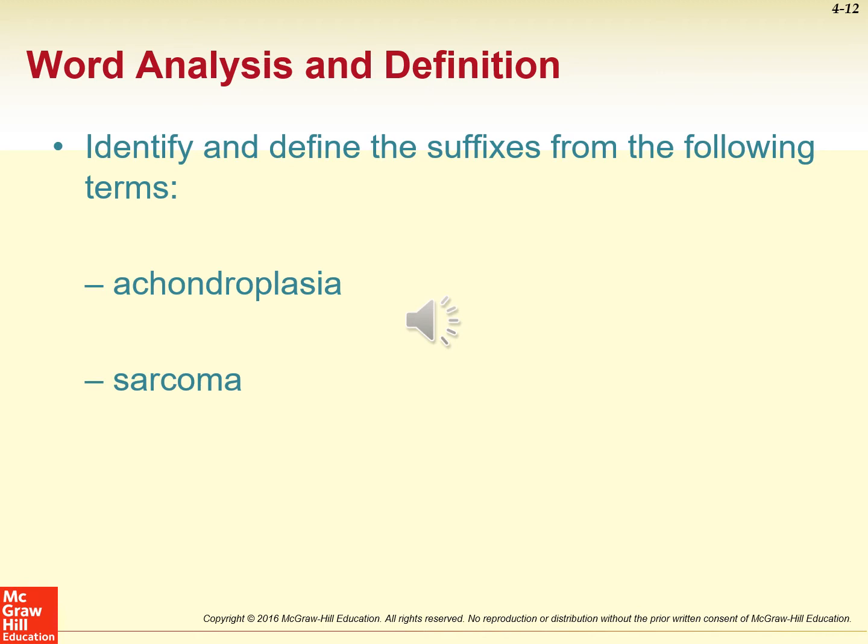In the word sarcoma, a malignant tumor originating in connective tissue, the root sarc means flesh, and the suffix oma means tumor.